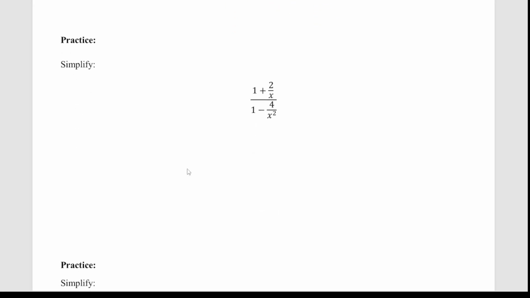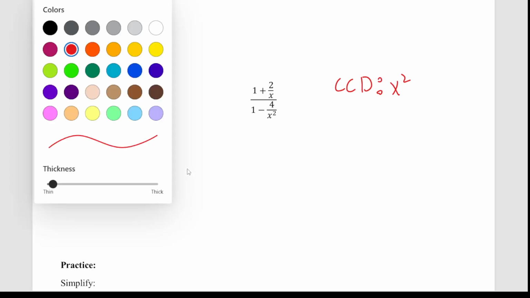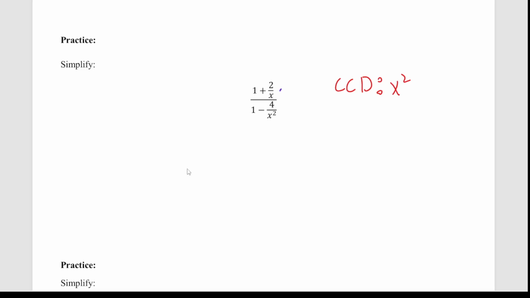Go ahead and try this next one yourself as well. So for this next one, the least common denominator would be x squared, because the 1's are really secretly over 1. x times x will give us x squared, so that least common denominator is going to be x squared. So we're going to multiply every single term by x squared.